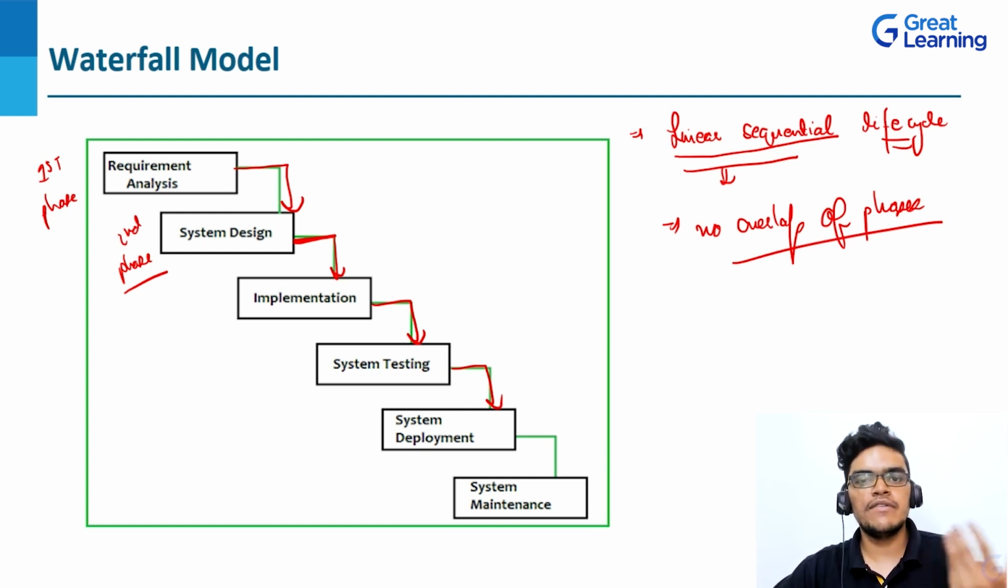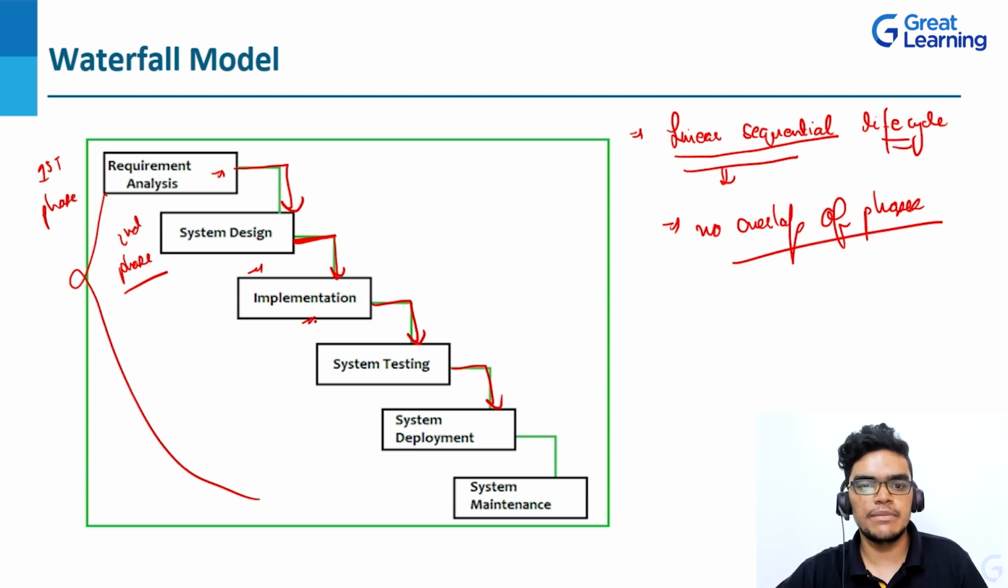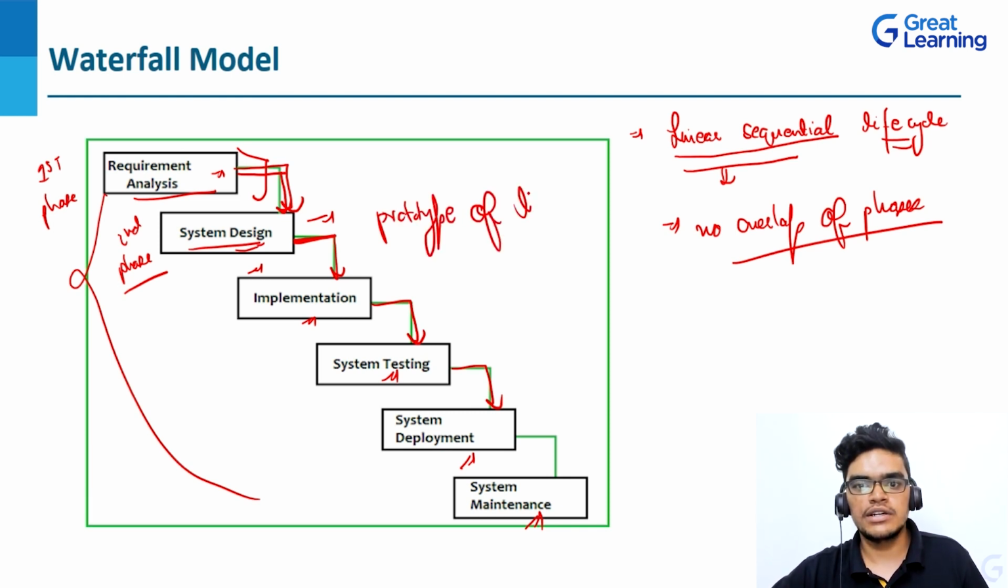Now, in the previous slide deck, we have already discussed requirement analysis, system design, implementation, system testing, system deployment, and system maintenance. So talking about requirement analysis, what are the requirements of the customer, right? Whatever the requirement is, it will be gathered and then analyzed. And once we get the final requirement, it will be the input for the system design. And system design is basically the prototype of the final product.